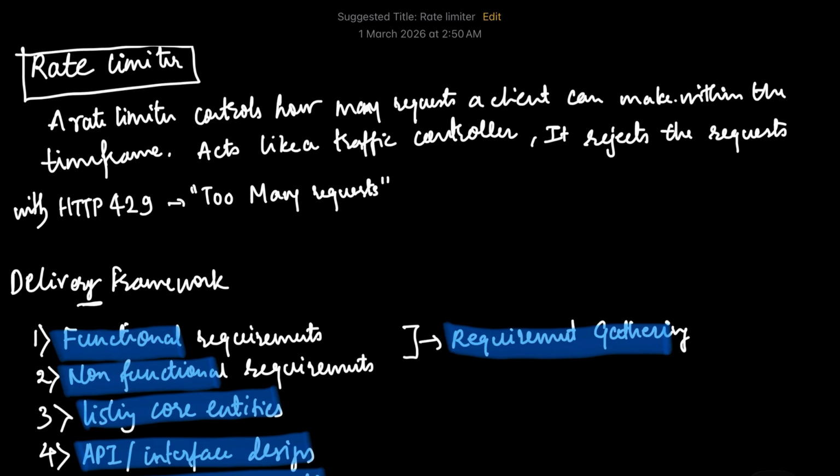In the world of system design, a rate limiter is your first line of defense. It is the traffic controller that ensures no single user or a malicious bot can take down your entire infrastructure. When a limit is hit, we don't just fail, we gracefully signal the client with an HTTP 429 too many requests error.